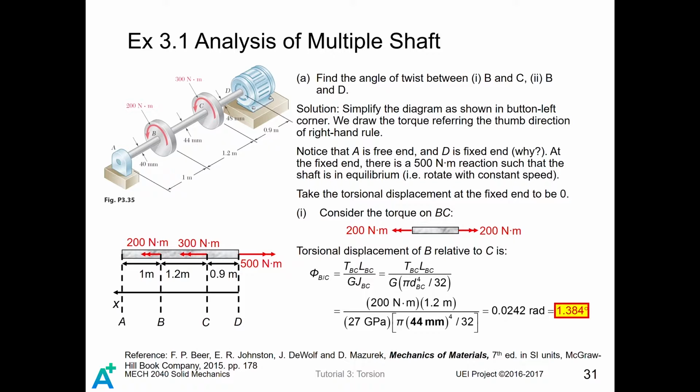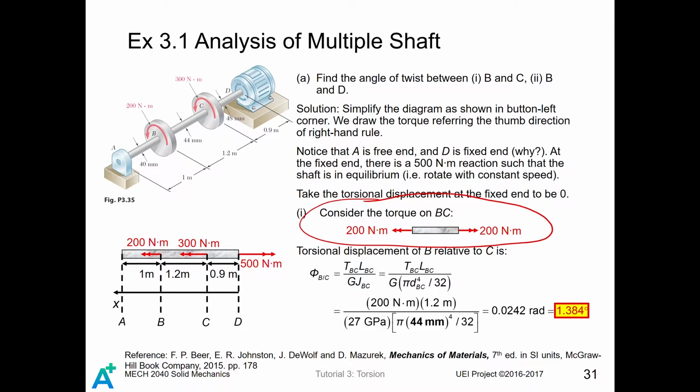You may wonder why the end D is treated as a fixed end. Although the engine is always spinning at a very high speed, there must be some component that fixes the shaft at point D such that it can drive the shaft to rotate. Now we are interested in the angle of twist between B and C and between C and D. To do this, first we consider each of the segments required.